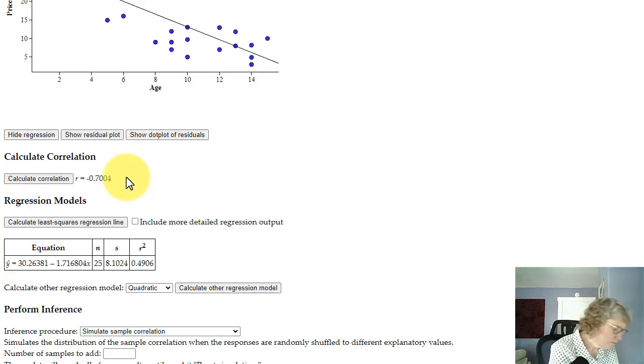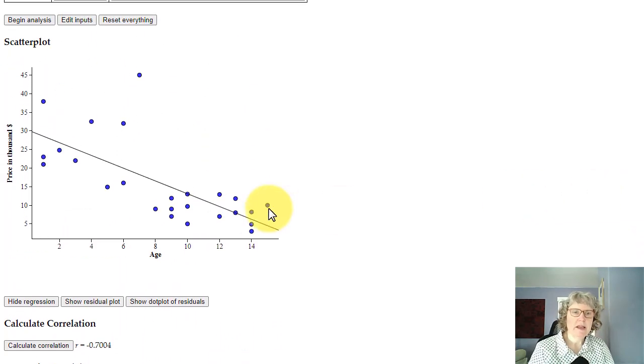Then our equation is y hat equals 30.2638 minus, so our slope is negative, that makes sense, negative 1.7168x. And then r is equal to negative 0.7004. If you remember from algebra, a negative slope is one that goes down from left to right. And you could think of rise over run, you're going down. Versus our slopes have been positive in the last two examples because the line was going up. It was rising from left to right. So negative slope, negative correlation, negative relationship, those all go together.